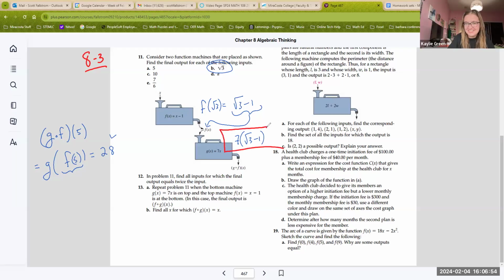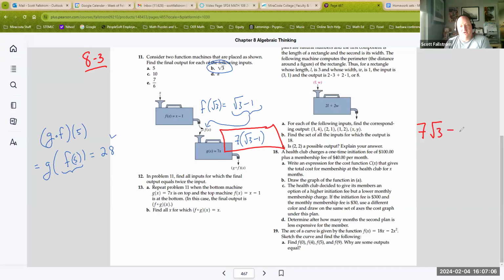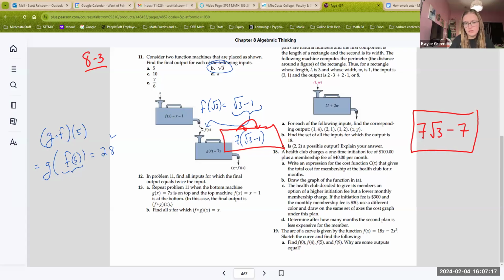So that's all you have to do? If you want, you could distribute this. You don't have to. You know it's going to be the same result. So you could have written it this way if you wanted to, where you distribute the 7 and multiply it by each piece. Or you could leave it like it is here.